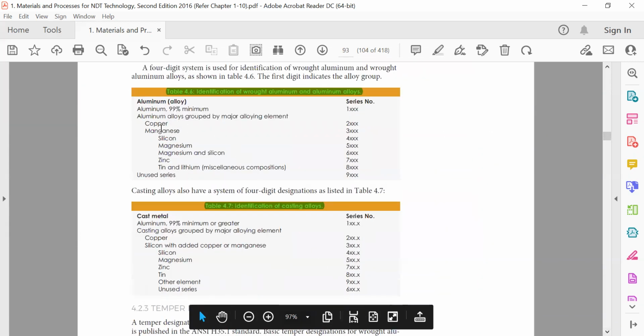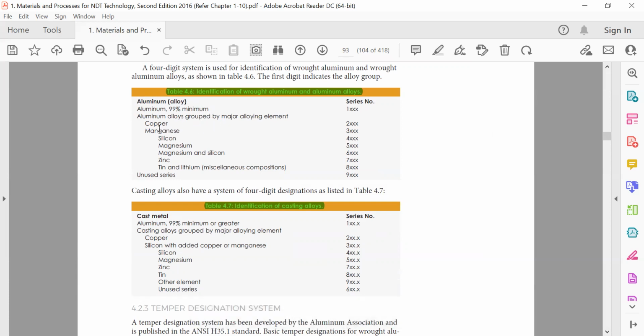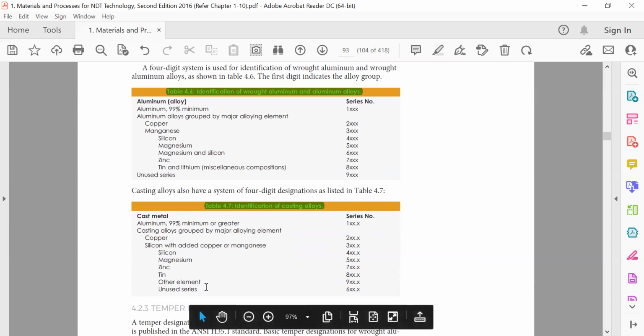So aluminium alloys, aluminium 99% minimum. Aluminium alloys are grouped by what you add: copper, manganese, silicon, magnesium, zinc, tin, and lithium. For cast metal, you have copper, silicon, manganese, magnesium, zinc, tin, and other elements.